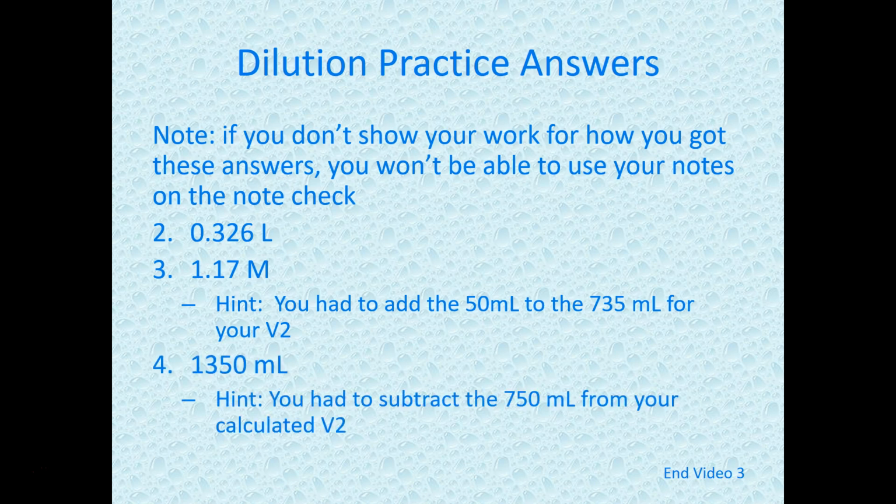And last but not least, your number 4 should have been 1,350 milliliters. You may have gotten 2,100 milliliters as your answer, but if you remember, you had to subtract the 750 milliliters from your calculation because it was asking how much you were going to have to add. That V2 of 2,100 milliliters was our total, so we were only adding 1,350 milliliters. So an important thing with dilutions is to make sure you're reading the question carefully and answering the question asked. We're going to be doing some practice problems in class, so come ready.